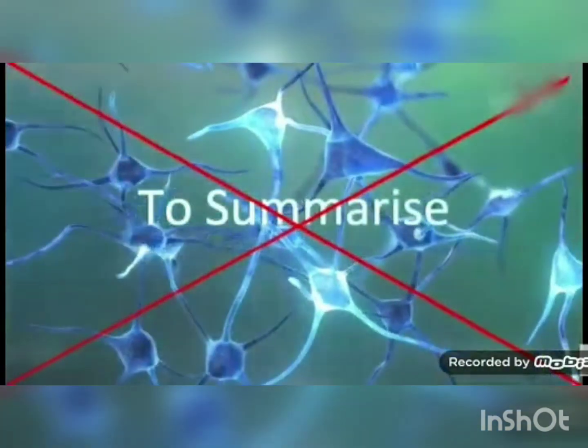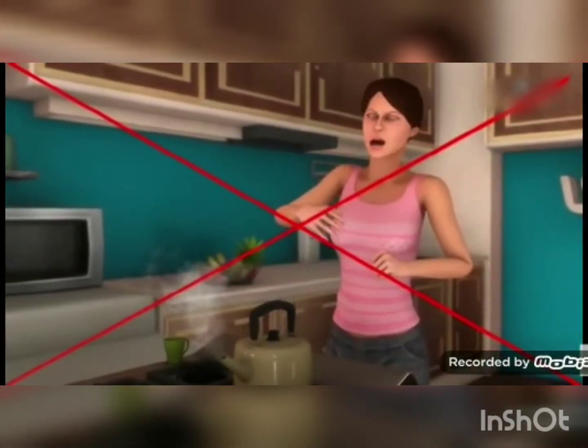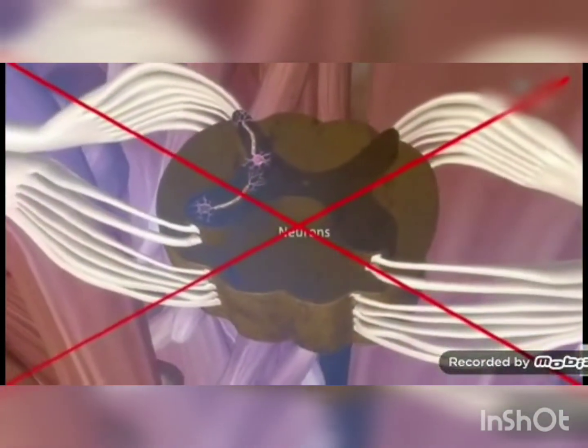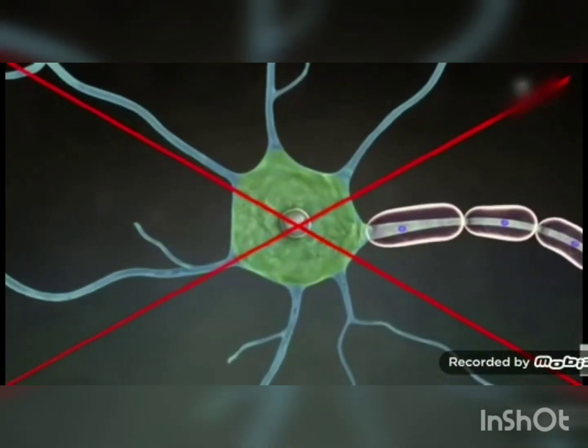To summarize, if we unknowingly touch a hot object, we immediately pull our hand away from it. This process involves coordination among the nerve cells called neurons. A neuron consists of a cell body called soma.